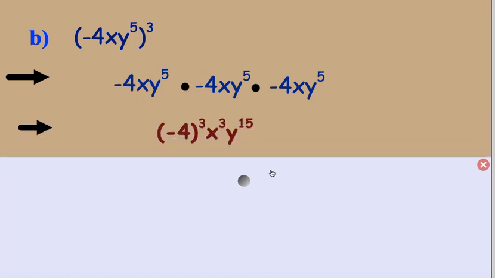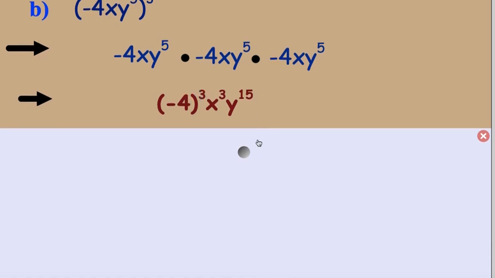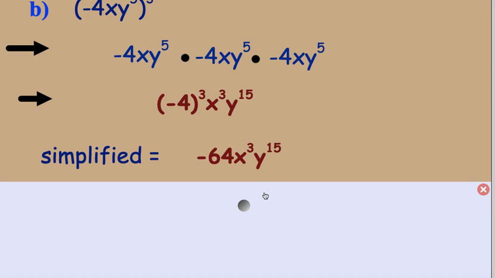Oh man, what's going on right here with the x's? I forgot to write a 1 in there, but I do it in my head, and I'm going to do 1 times 3, and that's where I get x to the 3rd, and 5 times 3, that's the 15th. Now, I cannot forget to do negative 4 to the 3rd power. That's not going to give me a negative 12. I'm actually going to have to multiply that out, and I should get negative 64, x to the 3rd, y to the 15th.